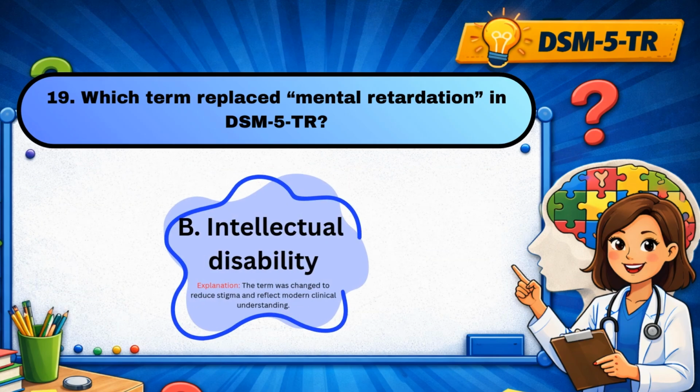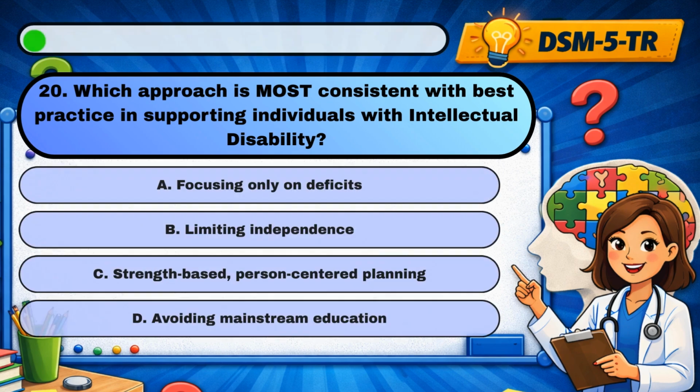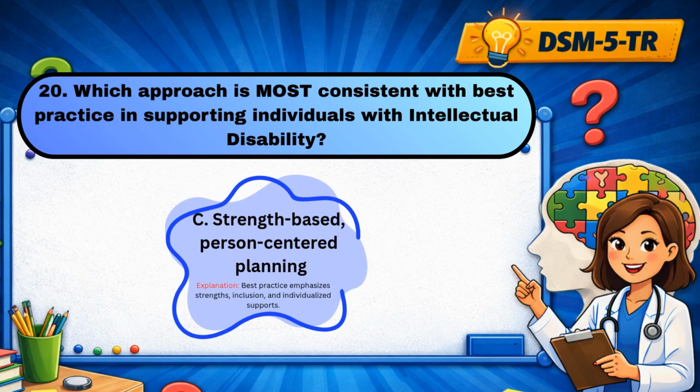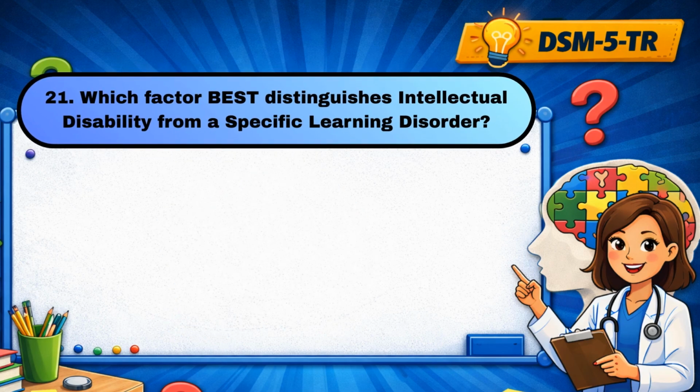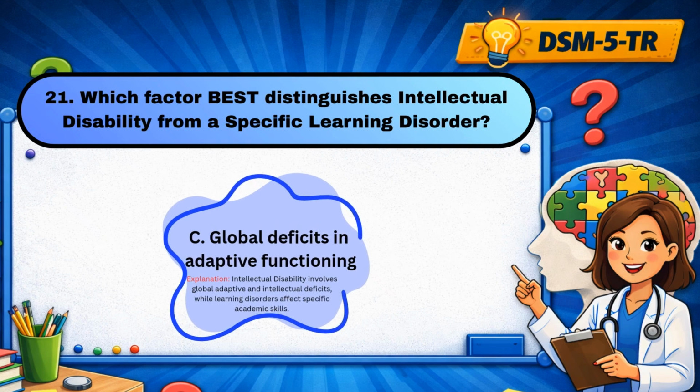B. Intellectual disability. Which approach is most consistent with best practice in supporting individuals with intellectual disability? C. Strength-based, person-centered planning. Which factor best distinguishes intellectual disability from a specific learning disorder? C. Global deficits in adaptive functioning.